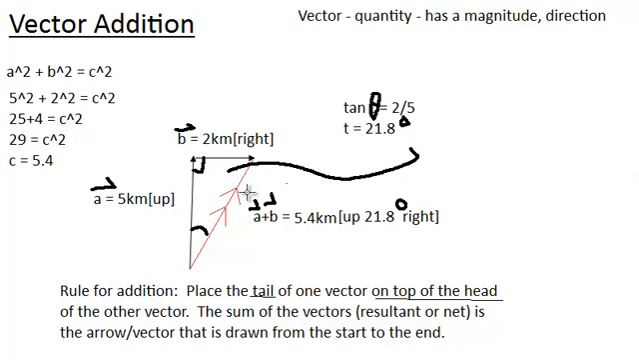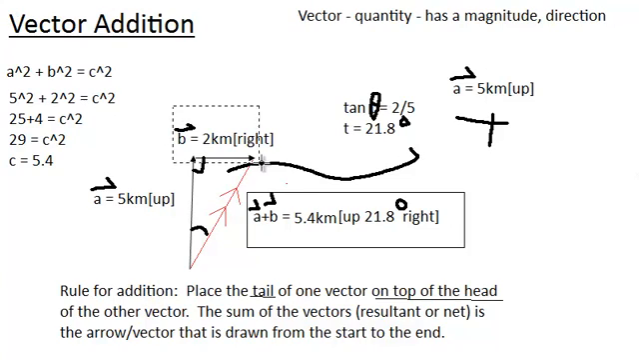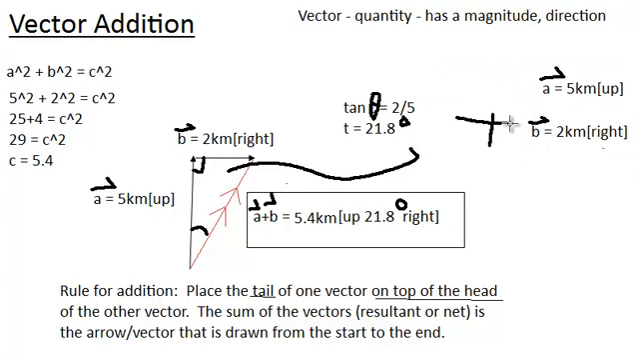So what is the sum of the two vectors? Where did my vectors go? Oh, I deleted them. Oh, it's right here. Wow, I thought I deleted them. So what is the sum of A plus B? What is vector A, which is 5 kilometers up, plus vector B, which is 2 kilometers right?